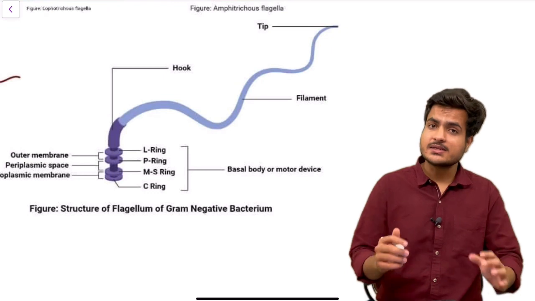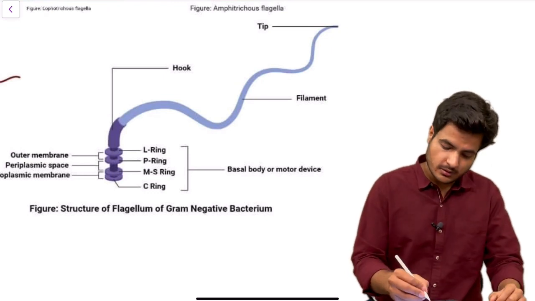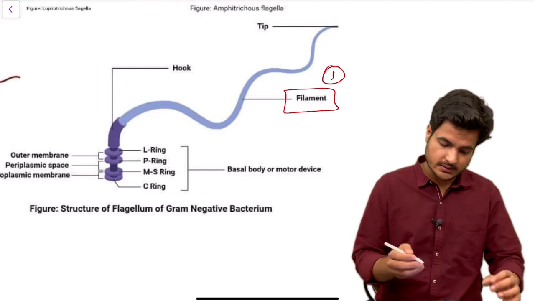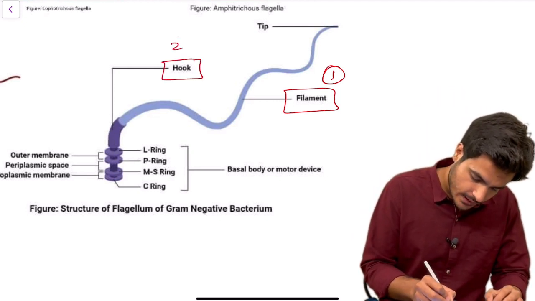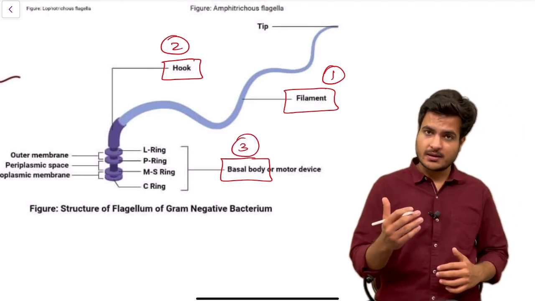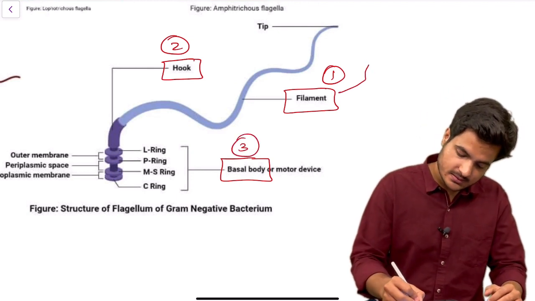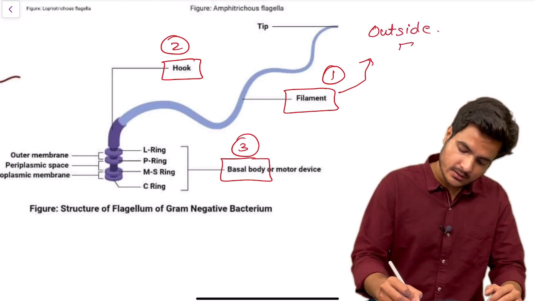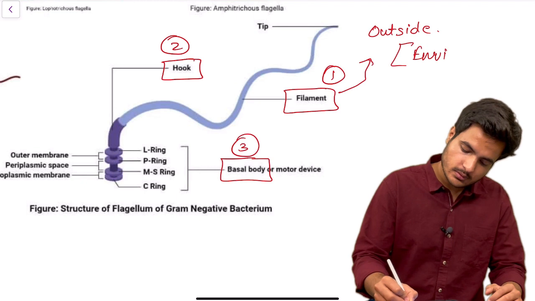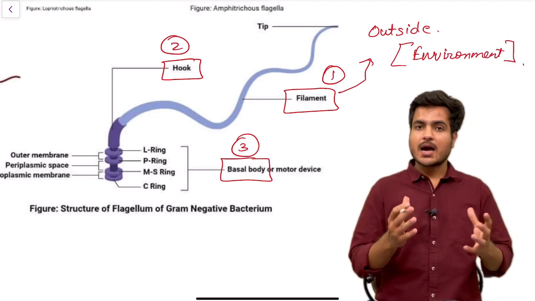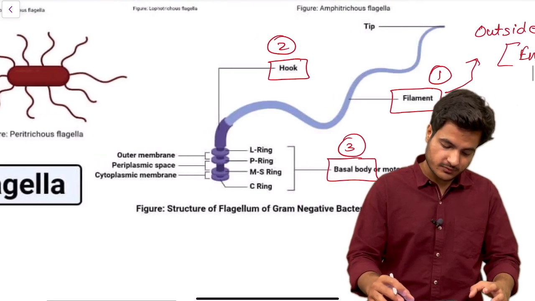So let us see the structure of flagella. The structure of flagella is made up of three important units. The first one is the filament. It is the longest part of the flagella. The second one is the hook, and the third one is the basal body through which the flagella emerges. The filament is located towards the outside in the environment, whereas the hook and basal body are a part of the structure of the cell itself.